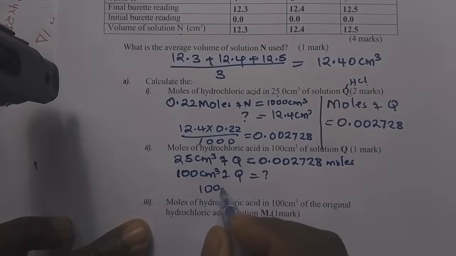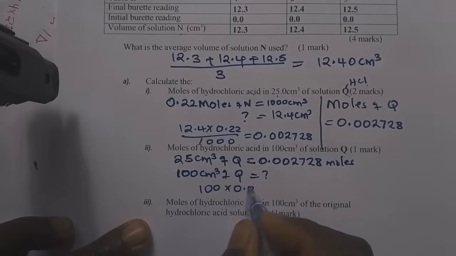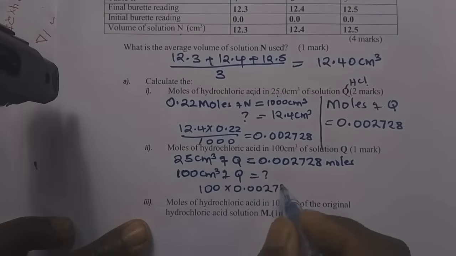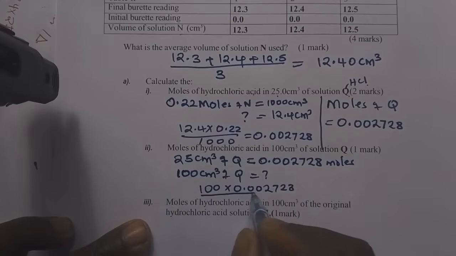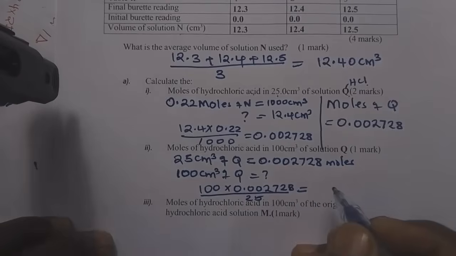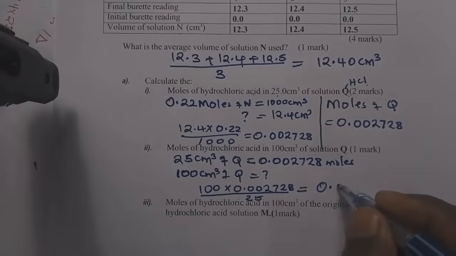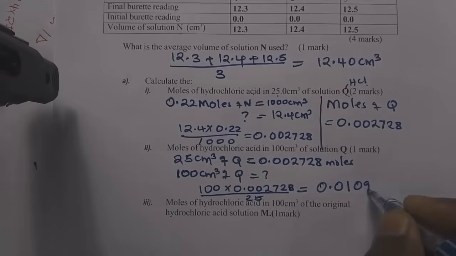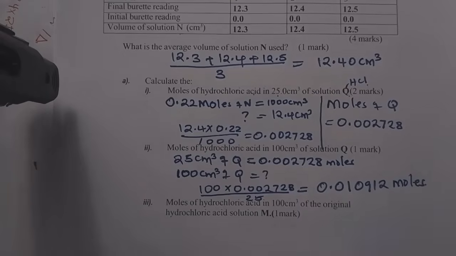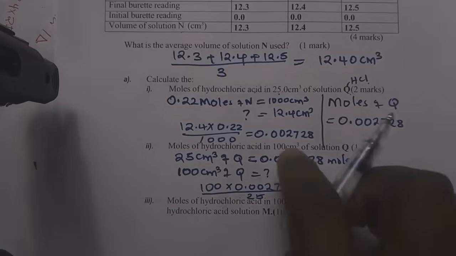100 times 0.002728, we divide by 25, and this one will give us 0.010912 moles. So this is the number of moles in 100 solution Q.